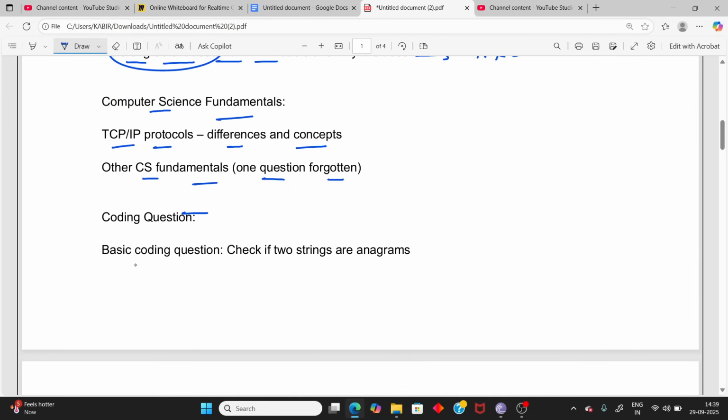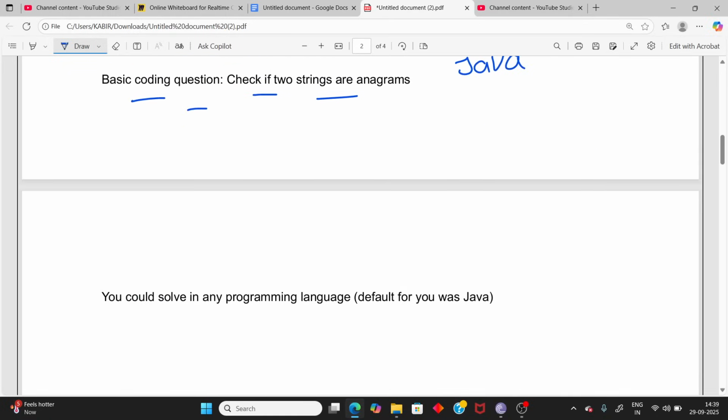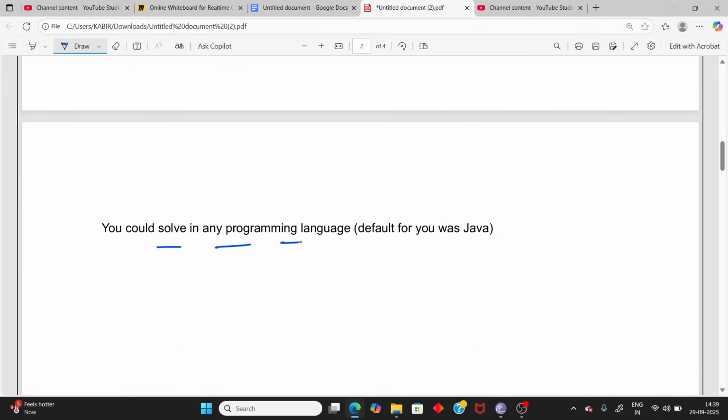And the coding question: this is a basic coding question, check for an anagram, and only one coding question. You can choose any language; the default is Java, but you can choose whichever you want.